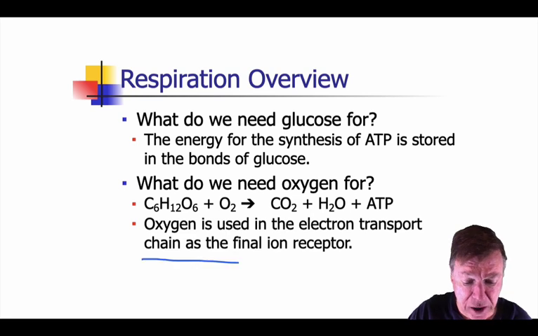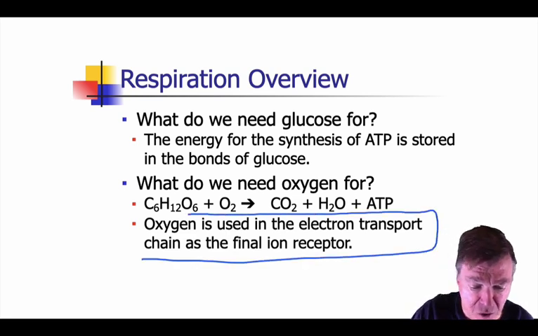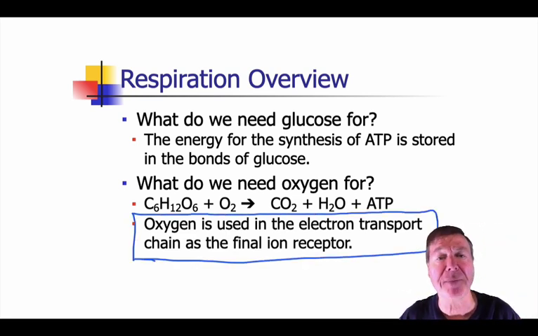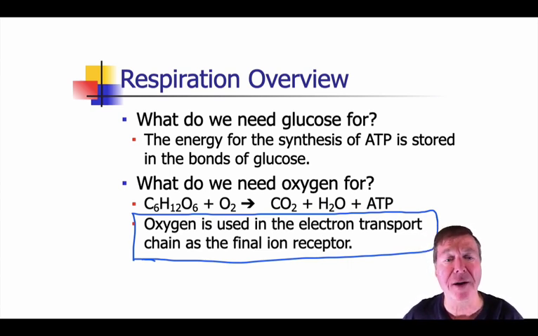You, by the way, probably need to know this. That is something that you need to know from the past. I've had students that do not seem to be able to remember it. Glucose has the energy in the bonds. Oxygen is the final ion acceptor in the electron transport chain that allows us to get those 34 ATP instead of just 4 out of the 38.